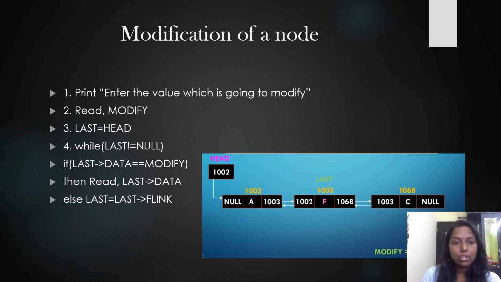Now, modification of a node. For the modification, we as usual get the value that needs to be modified. Assign last is equal to head, while last not equal to null. This helps us to traverse through the list. So if the last is not equal to null, we check the last data, if that is to be modified. If it is, yes, then we say last is equal to last f link. So this is equal to the f link of this. We get to modify this.